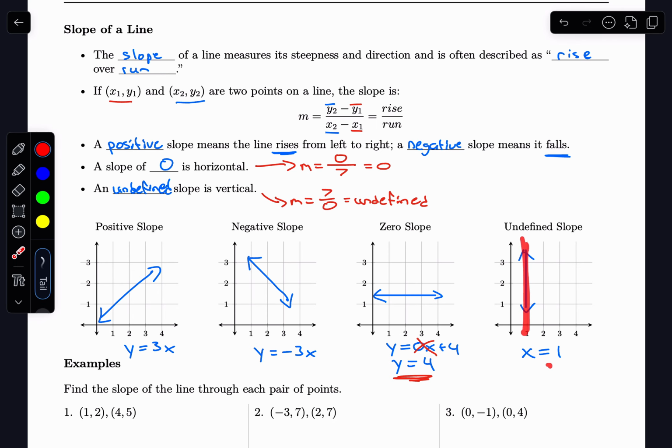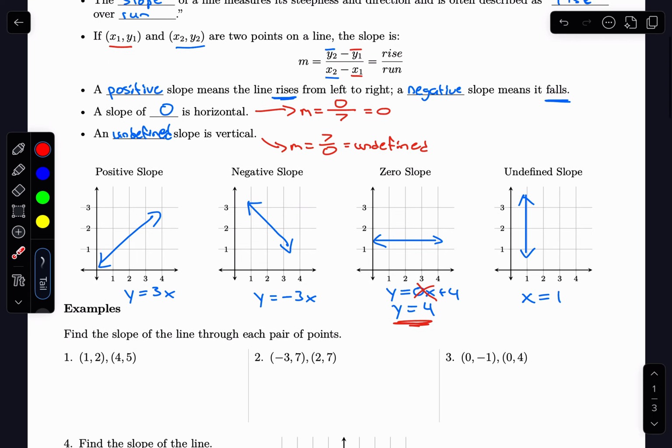Our line is always on this line right here where x is 1. But the y value can be anything. So if y is 3, the point's up here. If y is 0, the point's down low. Okay, so x equals 1 or x equals any number is what's going to give you that vertical type line.